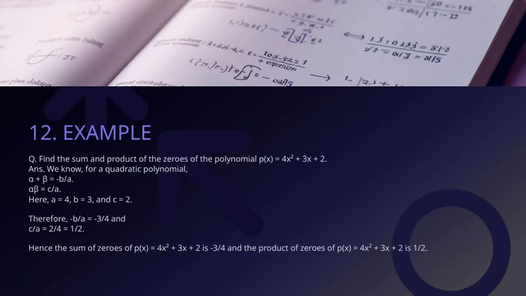Therefore, the sum of the zeros, alpha plus beta, is negative b over a, which simplifies to negative 3 over 4. And the product, alpha times beta, is c over a, which simplifies to 2 over 4, and that reduces further to 1/2. This example highlights a key point. For any quadratic polynomial, the sum and product of the zeros are directly related to the coefficients. Remember, the sum is always negative b over a, and the product is c over a. This connection is fundamental in understanding how the roots relate to the polynomial itself.